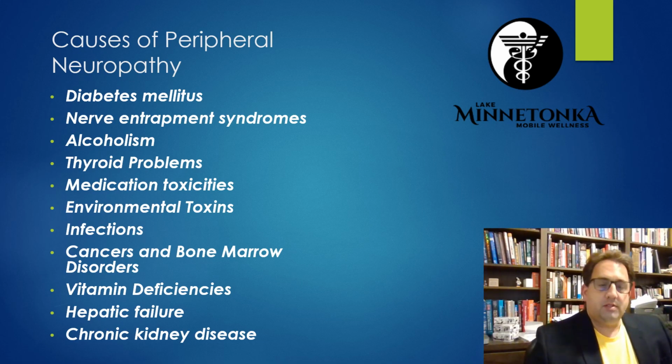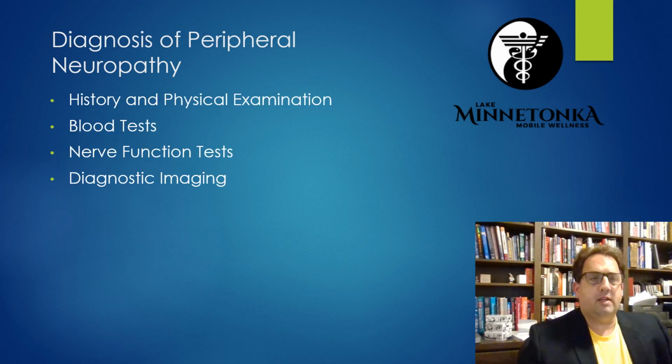Cancers and bone marrow disorders like leukemia and multiple myeloma can cause peripheral neuropathy, as can the treatment of certain cancers. Vitamin deficiencies, especially the B family and vitamin E, can lead to peripheral neuropathies. And kidney and liver failure can also cause peripheral neuropathy.